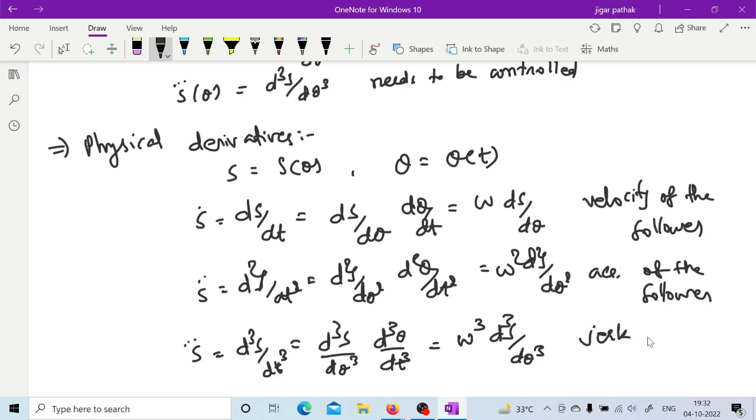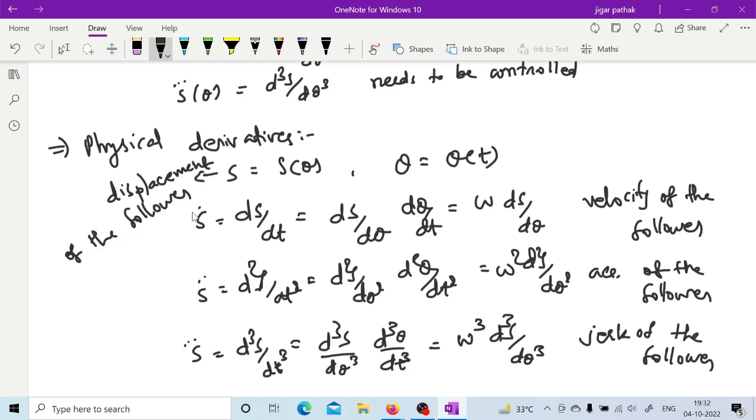So this is how you have different derivatives in the case of cam and follower. Sir, what is the abbreviation S used for? S is for displacement of the follower. So this is how you can have these different derivatives.